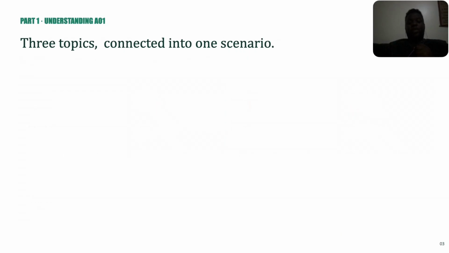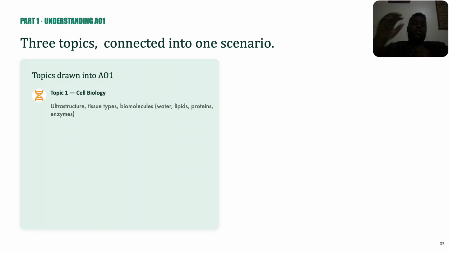Now, I said earlier that there are 3 topics that are involved in assessment objective 1. And what are these 3 topics that are going to be involved in each scenario? The first topic is cell biology. Cell biology is going to require you to tell us the outer structure of the cell.